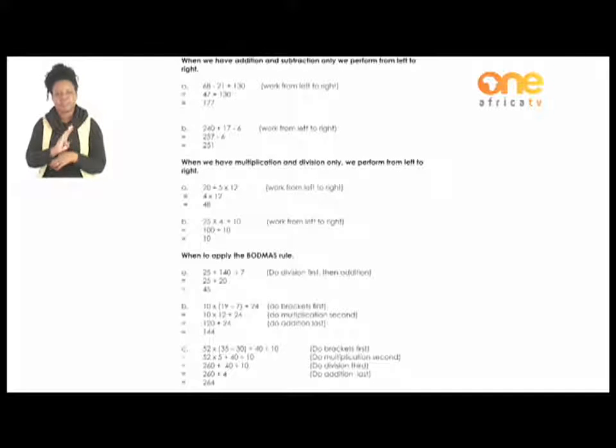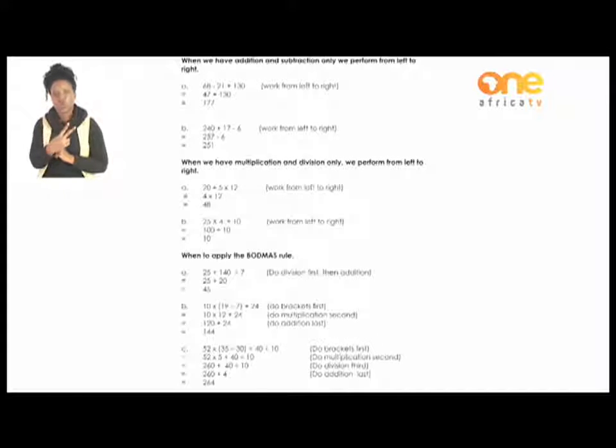Let's try example B. 240 plus 17 minus 6. In this example we see the plus is before the minus. Remember, they are like brother and sister: the one that comes first, that one we do first, working from left to right. So we're going to do the addition part first. 240 plus 17 equals 257, minus 6. Now we do the minus part. 257 minus 6 equals 251.